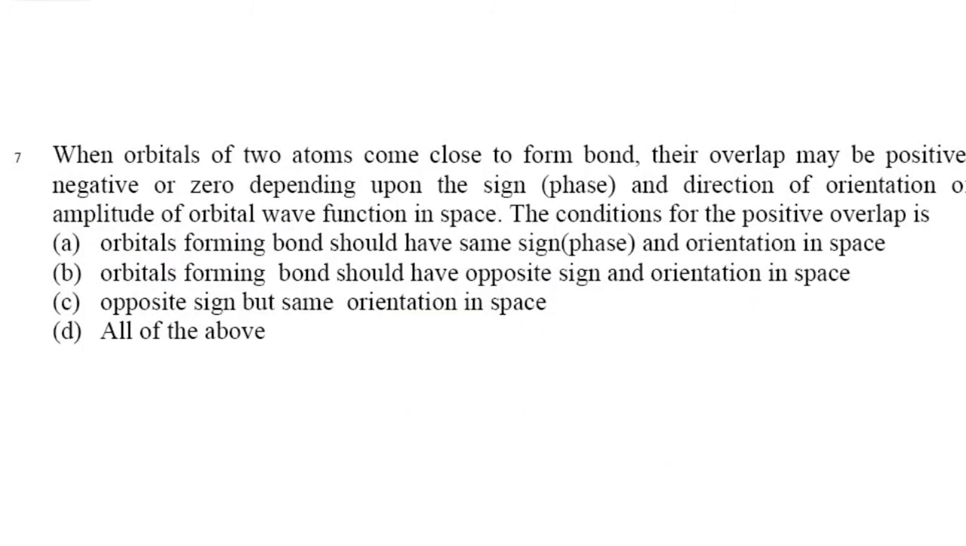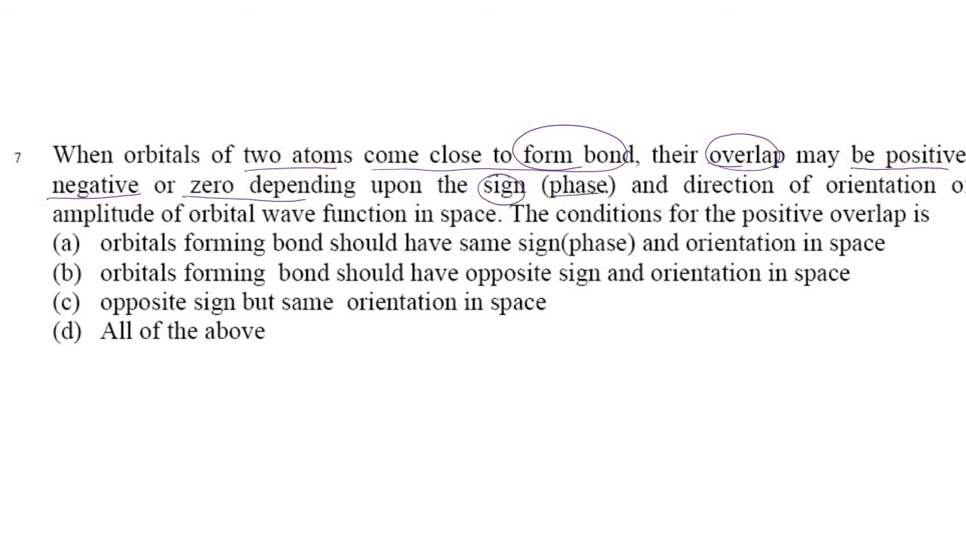Now if you see the seventh question, when the orbitals of two atoms come close to form a bond, then absolutely one can say that there is overlapping, right? And that overlapping can be positive, negative, or zero depending upon the sign. I hope you understood this.